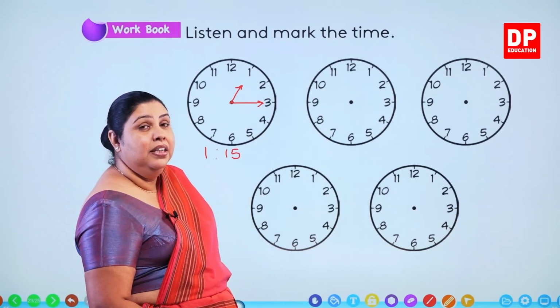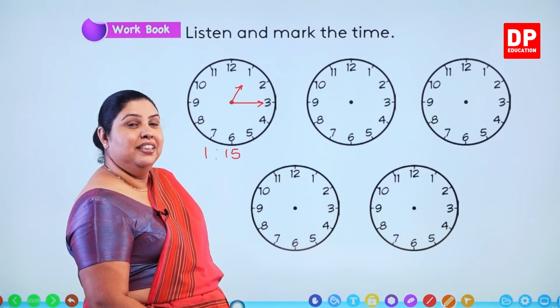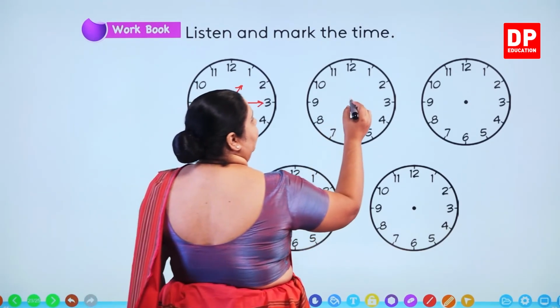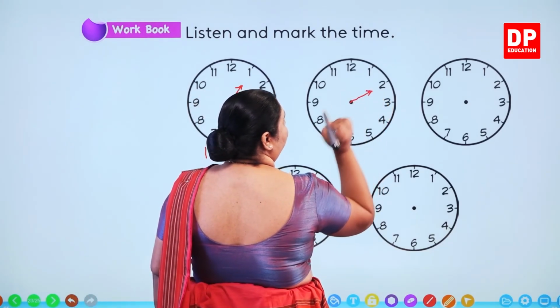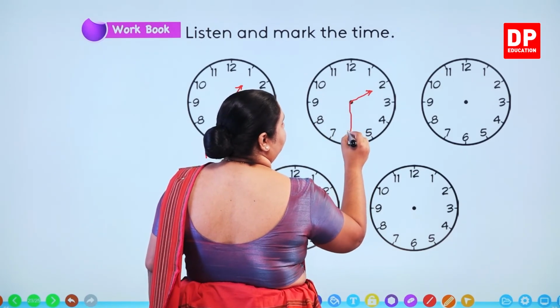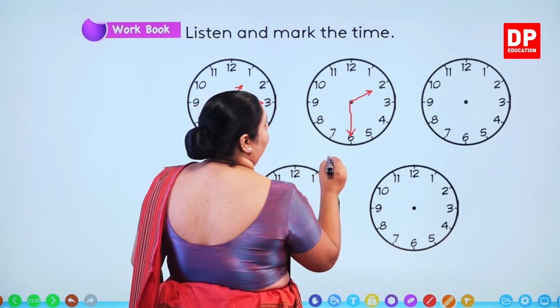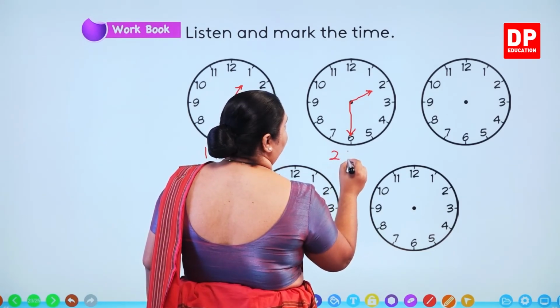Shall we mark 2:30? The time 2:30. The short hand to number 2 and 30 means the long hand is in number 6. 2:30.